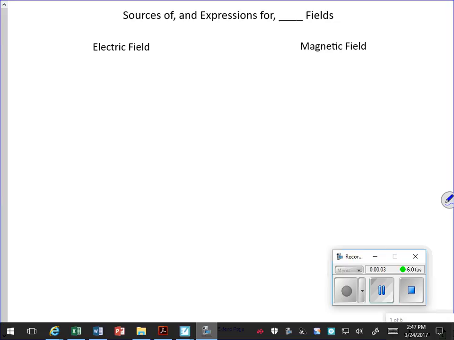Hello, people. Let's begin with a nice way to analogize a couple of kinds of scenarios, and that is how we can talk about sources of and expressions for different kinds of fields, electric fields and magnetic fields. Let's assume the existence of a positive charge Q, and let's say that there is a point P at which we want to analyze or evaluate the presence and strength of a field.